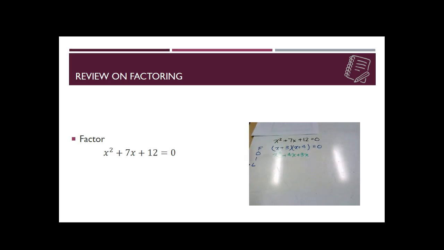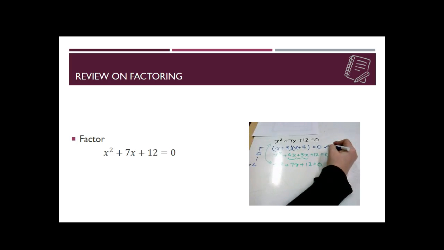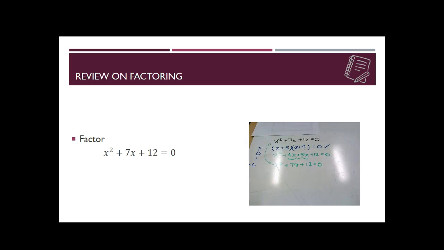And then my lasts are 3 times 4, which is 12. Now I can combine my like terms right there, and that'll give me x squared plus 7x plus 12 equals 0, which gives me exactly the equation I started with, so I know that my factored form is good. So I can move forward with this equation set up to be able to solve for those zeros.